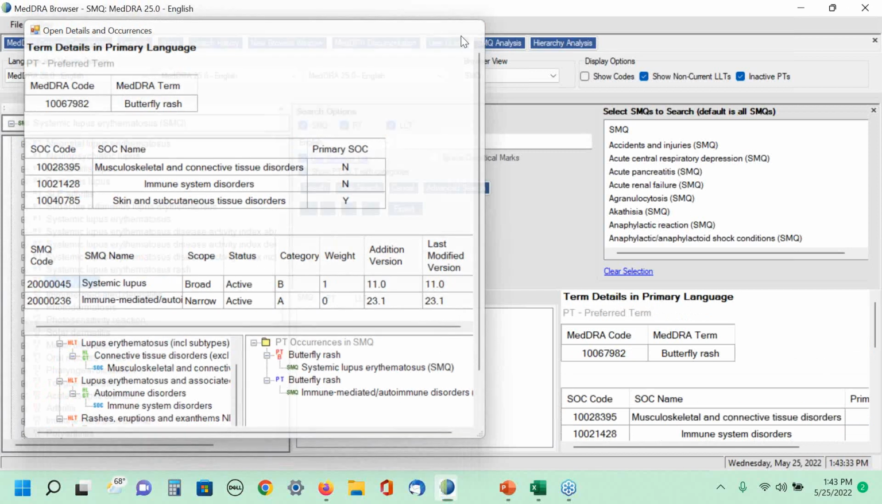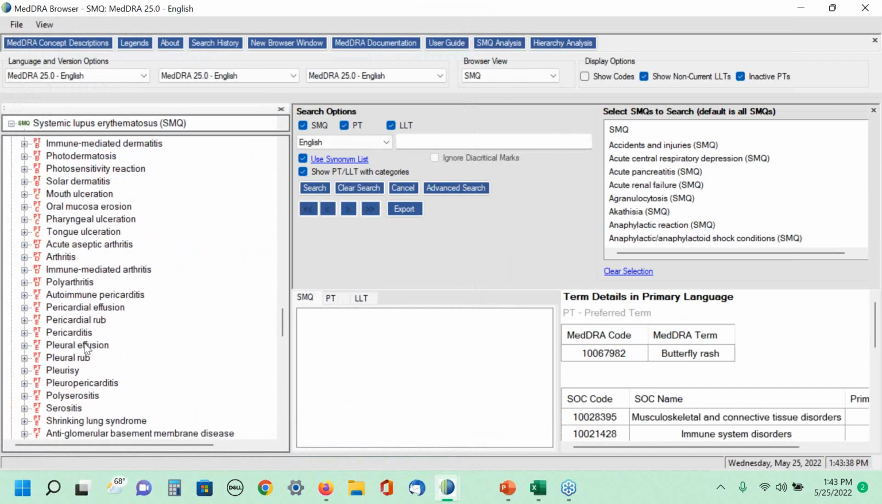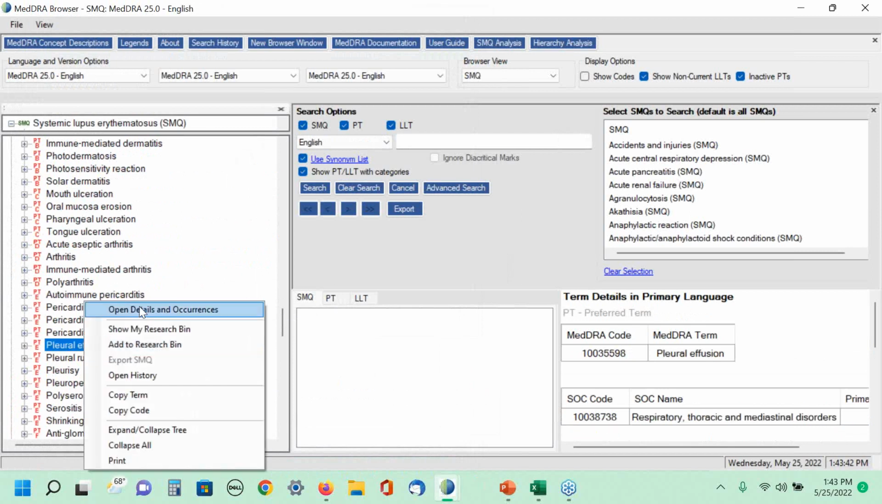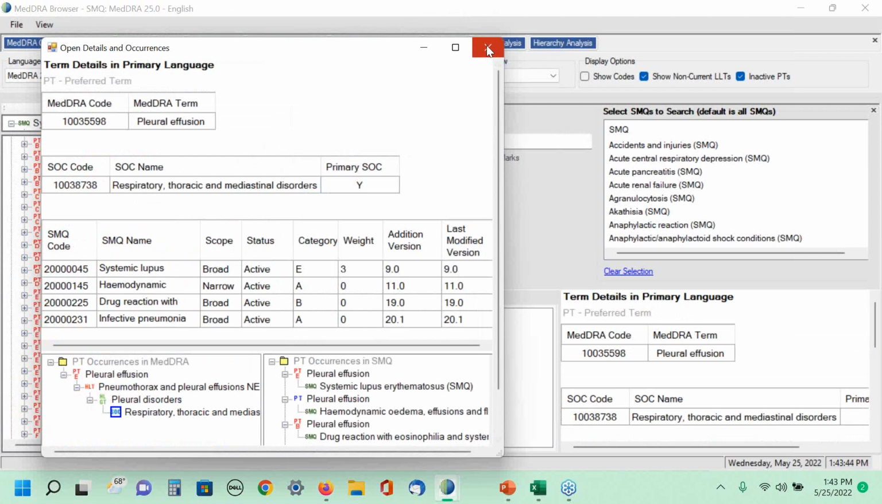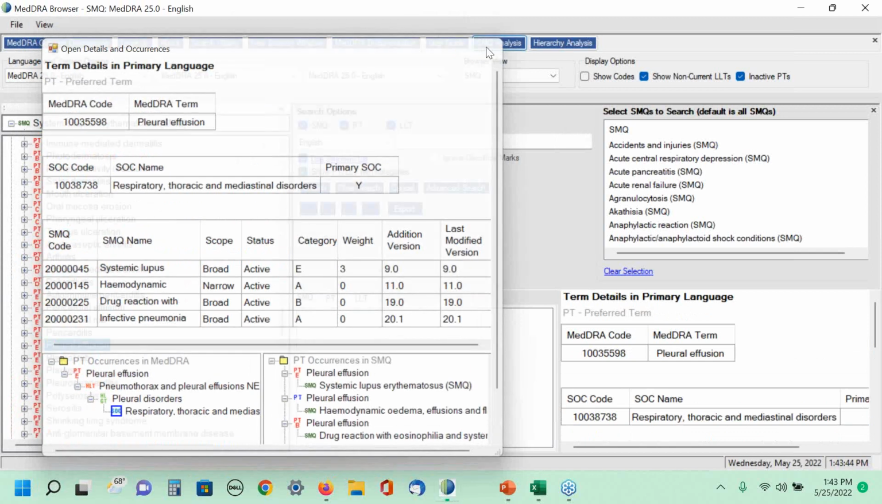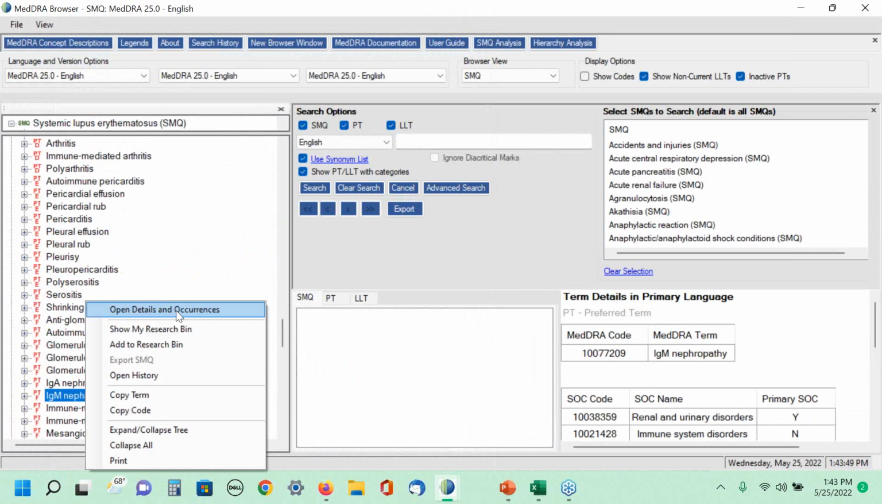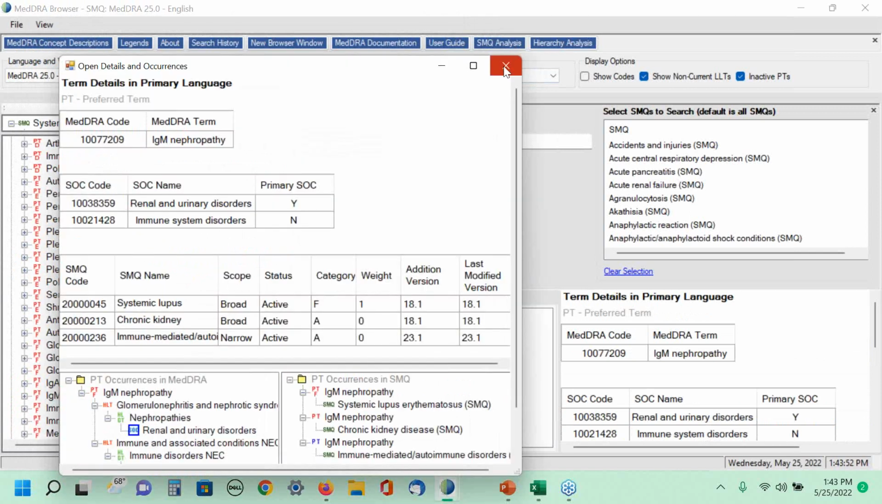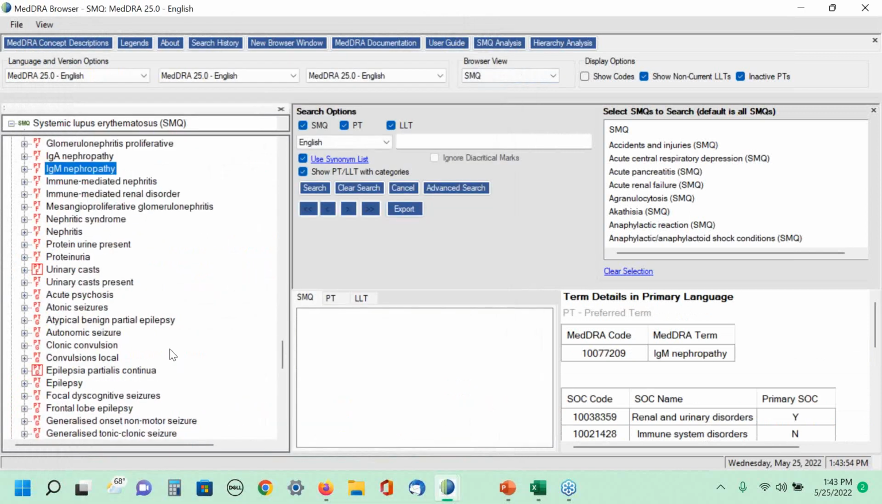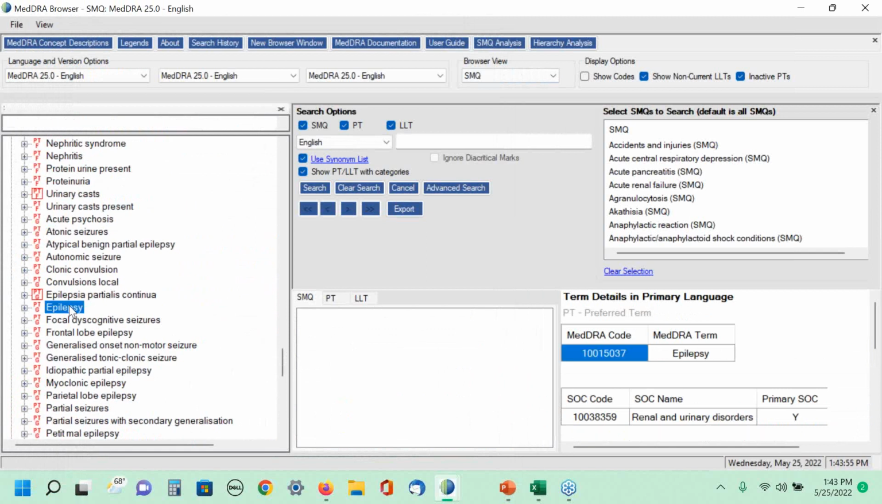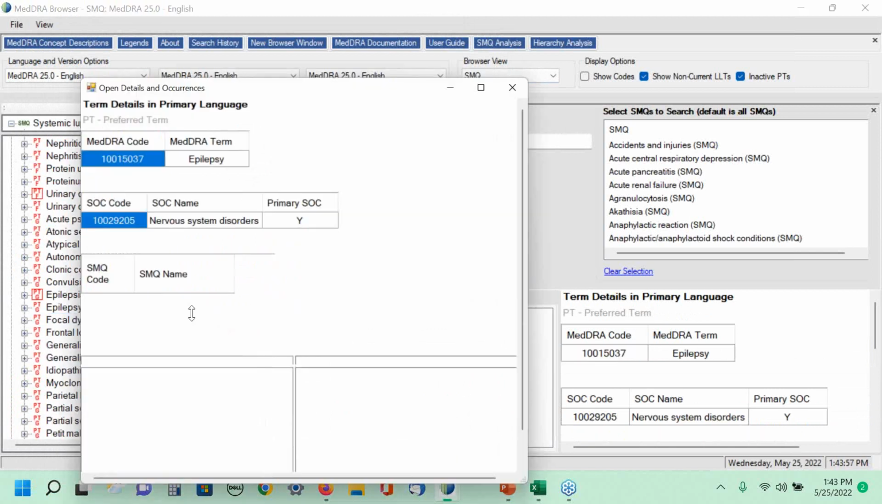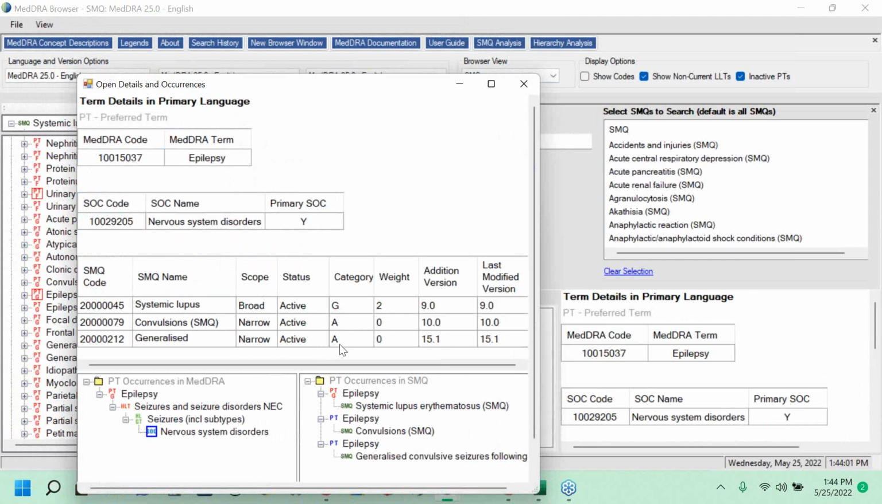So if a patient had a butterfly rash, they would have a weight of 1 assigned to their case. If they also had a pleural effusion, that would have a weight of 3. So now 3 plus 1 is 4. If they had IgM nephropathy, that would be a weight of 1. So now they're up to 5. And if that patient also had epilepsy, that would be a weight of 2. And now that adds up to 7.